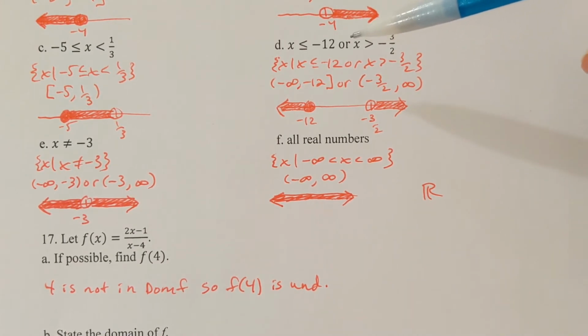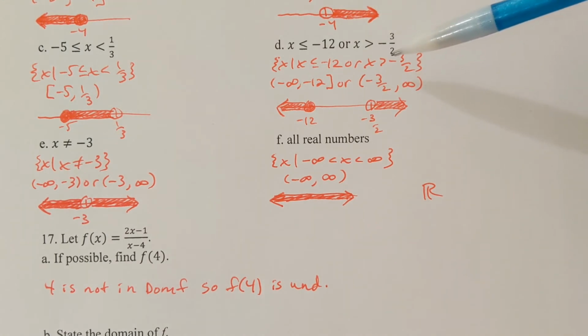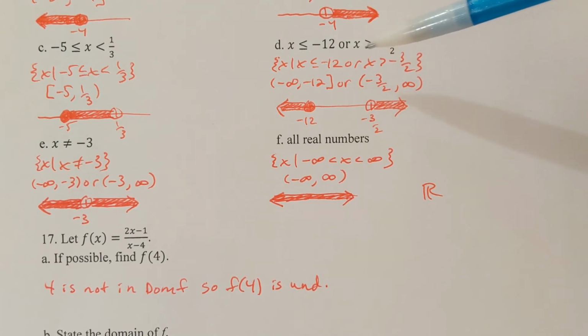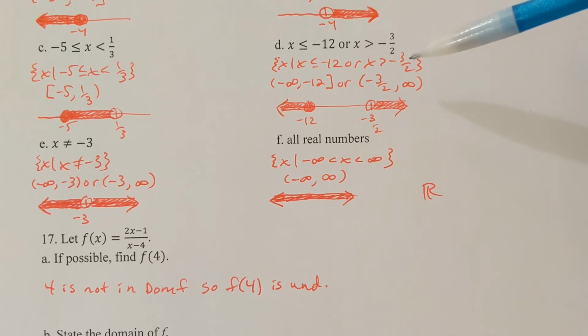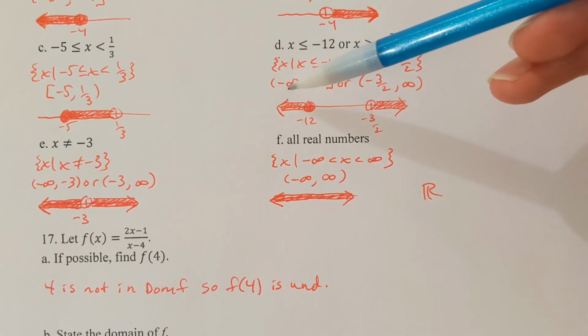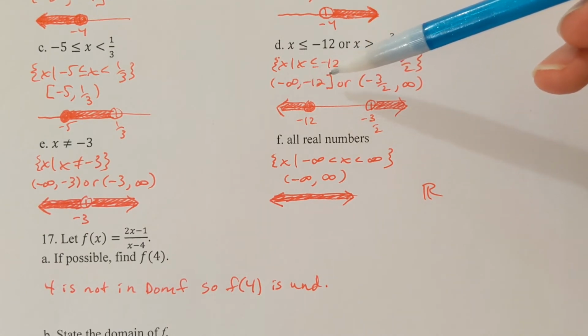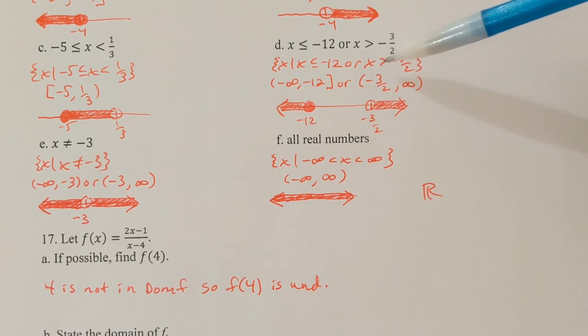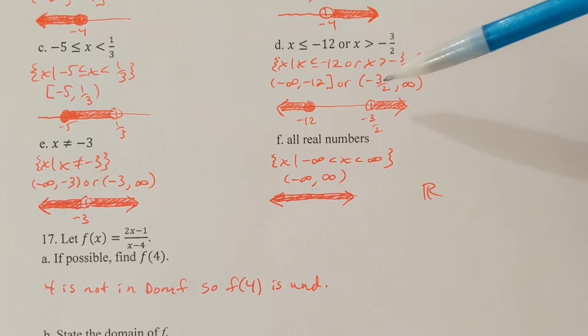Part D, set of all x such that x is less than negative 12 or x is greater than negative 3/2. Okay, so I got the set of all x such that x is less than or equal to negative 12 or x is greater than negative 3/2. Anything less than or equal to negative 12 means I'm heading towards negative infinity. I got a bracket there, and because this is simply a greater than sign, not a greater than or equal to, I've got a parentheses, negative 3 halves to infinity.